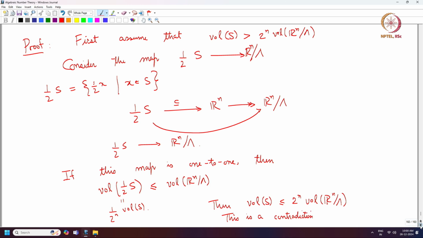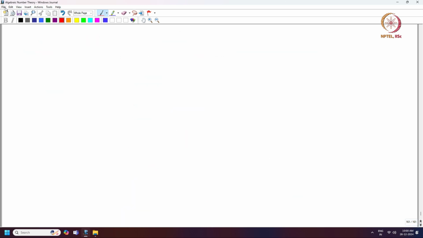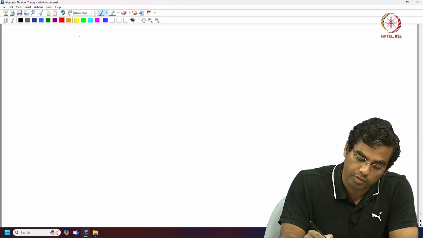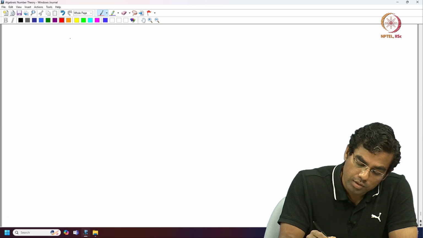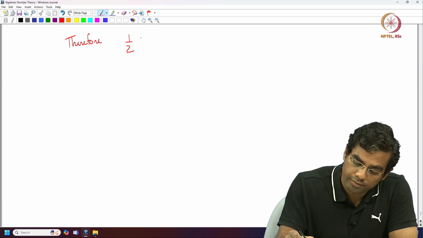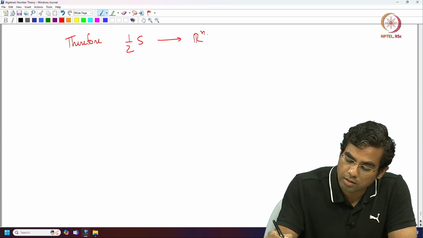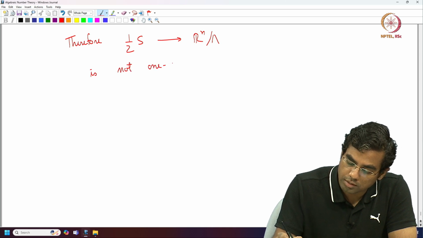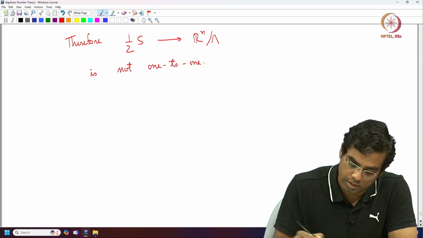That is why we are using this stronger hypothesis that volume of S is strictly bigger than 2 to the n volume of R to the n by lambda. Okay. Now, so therefore, half S to R to the n mod lambda is not 1 to 1. Okay. So, that is what we have concluded.